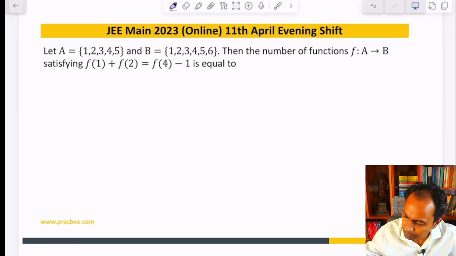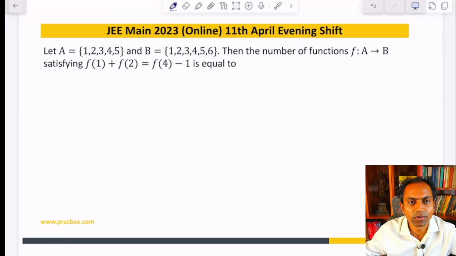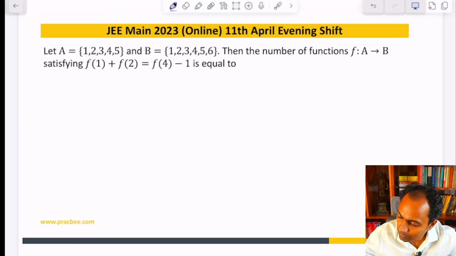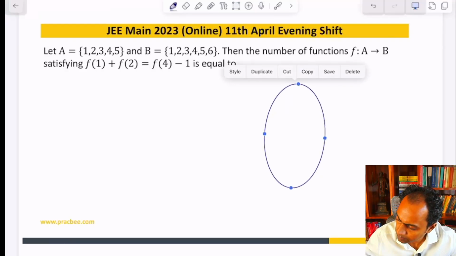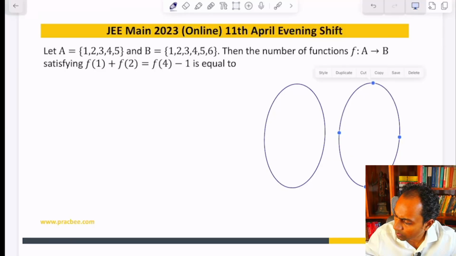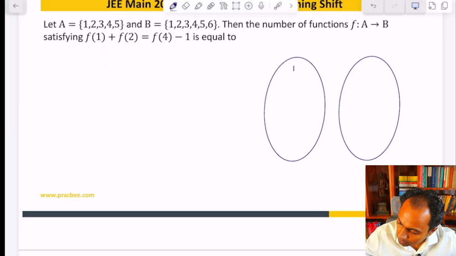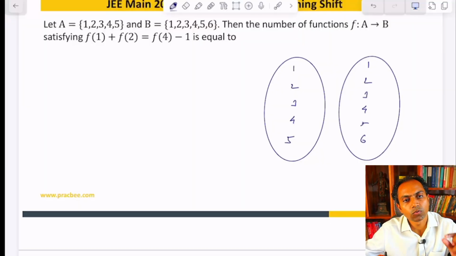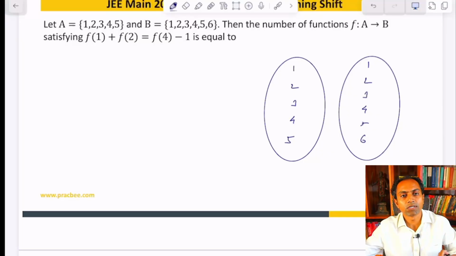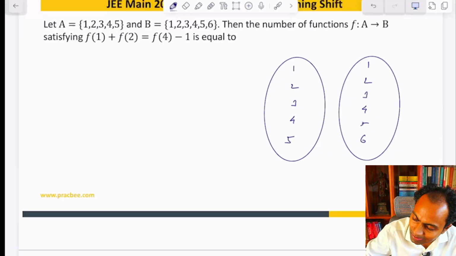So in order to understand this question first, let us make a map, so that we understand what is happening. So on A, what we have to map is 1, 2, 3, 4 and 5. On the right hand side we have 1, 2, 3, 4, 5 and 6. So now earlier we were given only 2 things whose sum was constant. Here we have 3 things. So we'll have to consider cases now.